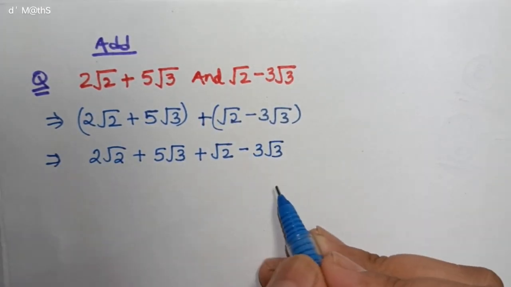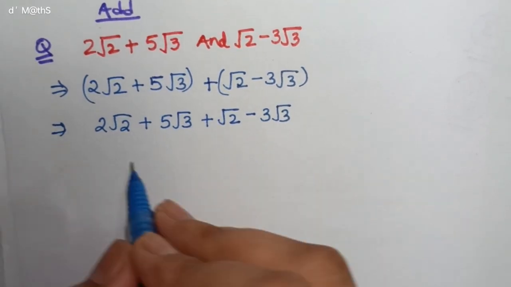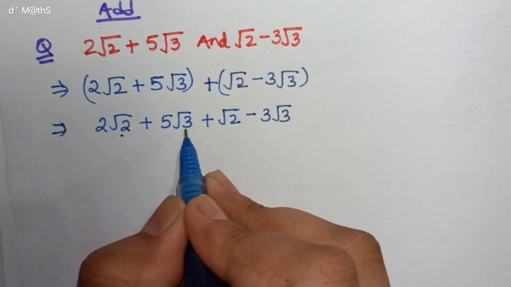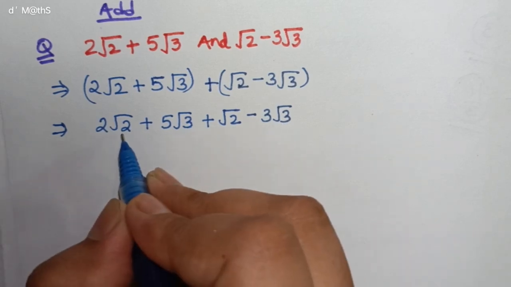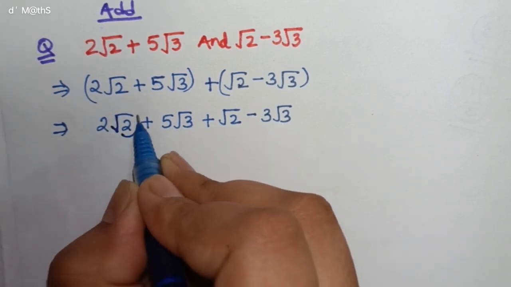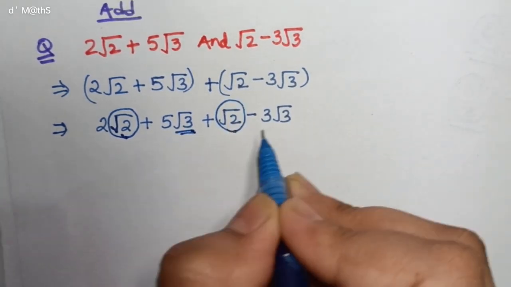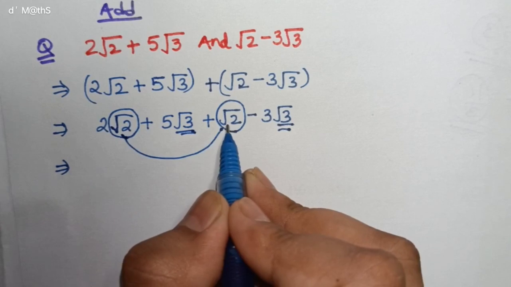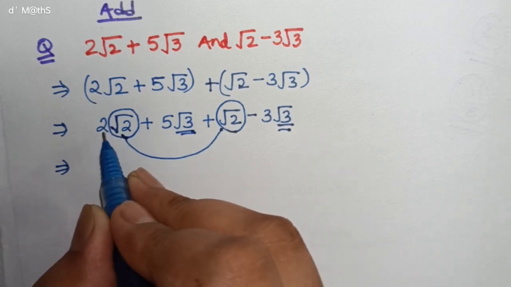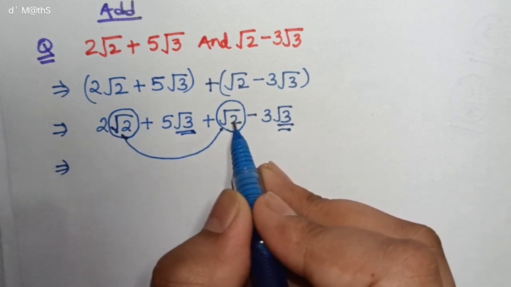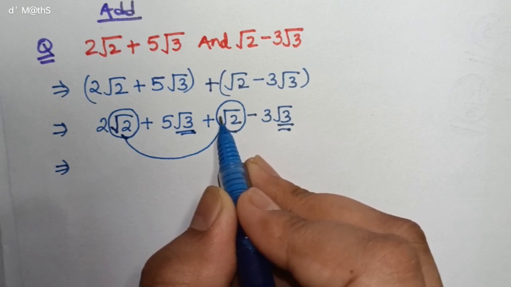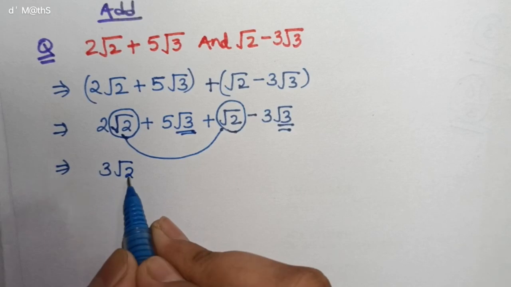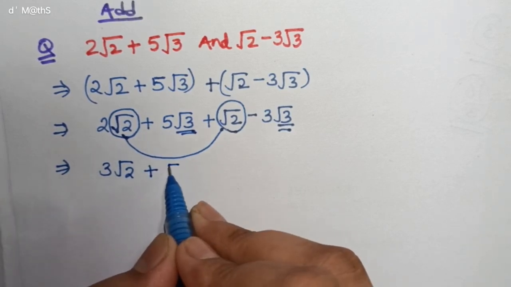So what I'm saying is, if the base of the root is the same, then those values will add with themselves. So here 2 root 2 will add to root 2 because both the bases are the same, and root 3 will add with root 3. So here both the bases are equal, so you have to add 2 root 2 plus root 2. Here root 2 means what? 1 root 2. So what will it be? 2 plus 1, 3 root 2.